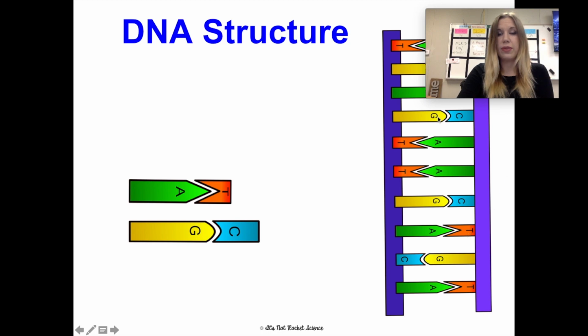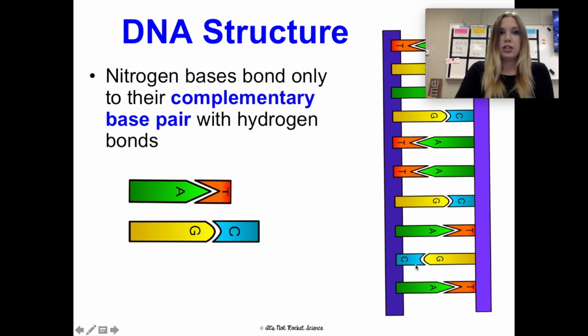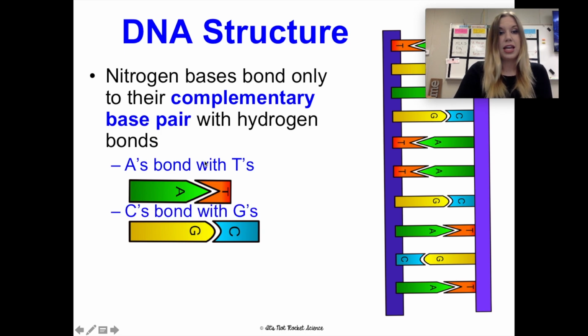So continuing on, if we were to untwist that DNA, it would look something like this. So the nitrogen bases bond only to what we call their complementary base pair. And again, remember, they bond together with these weak hydrogen bonds, so very weak bonds. And A's always bond with T's, adenine bonds with thymine, and the C's always bond with the G's. So cytosine always bonds with guanine, and you can see this here. So if we're looking just at this strand over here, C always binds with G, A with T, C and G, T and A, G and C, T and A.